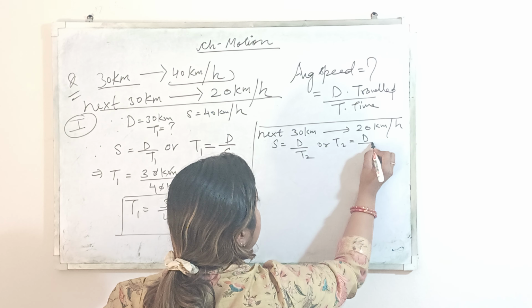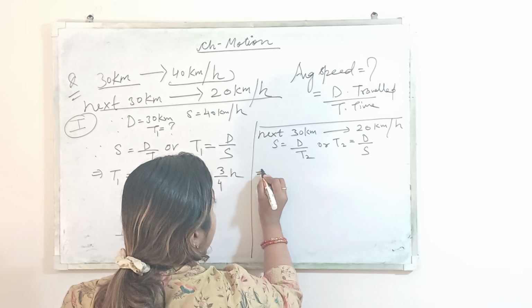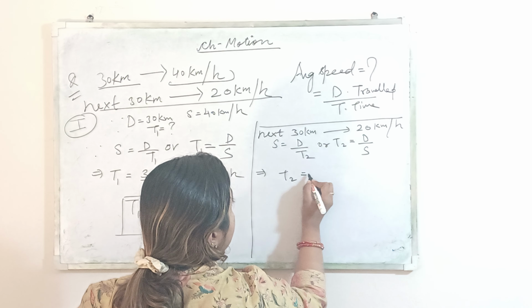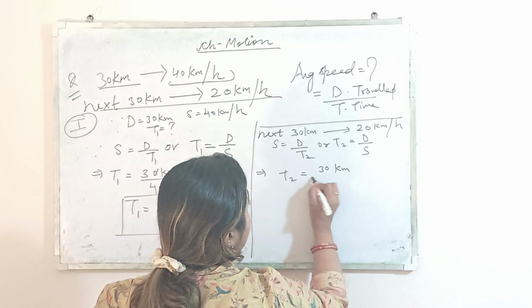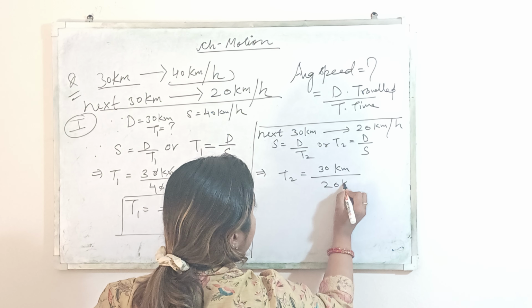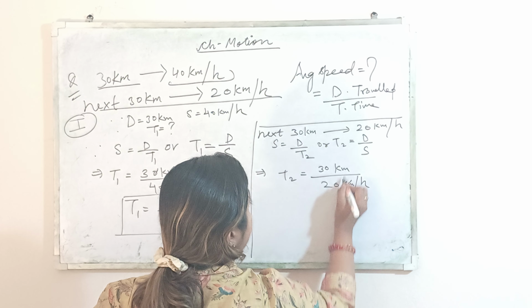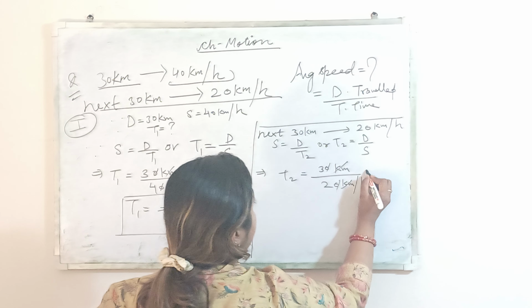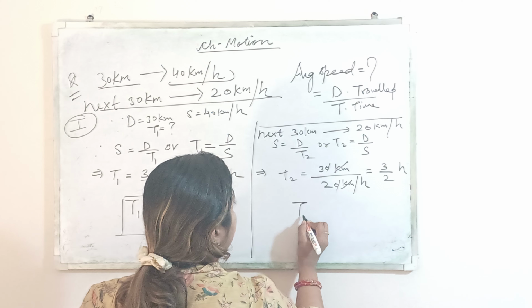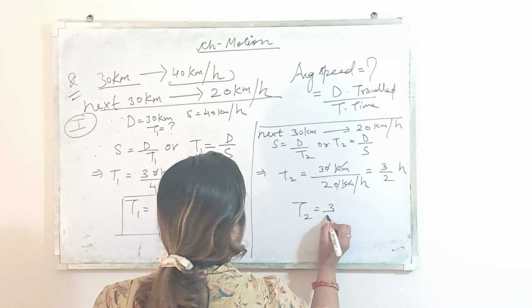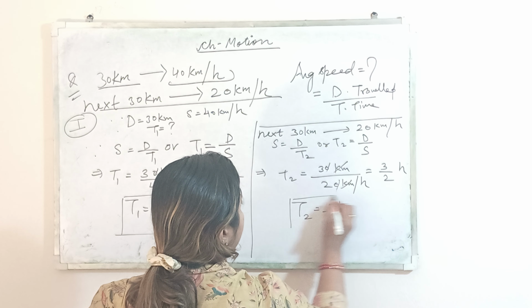T2 is equal to distance upon speed. This implies T2 is equal to distance 30 kilometer upon speed 20 kilometer per hour. Kilometer kilometer cancel, 0 0 cancel, 3 by 2 hour. So T2 is equal to 3 by 2 hour.